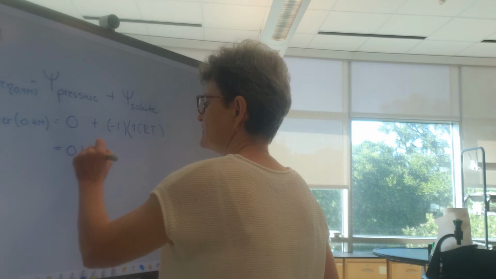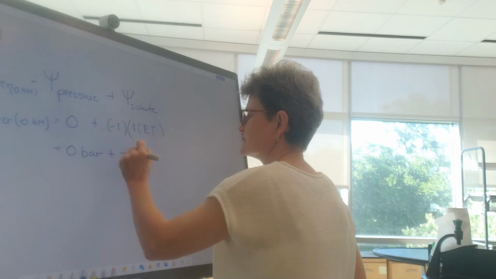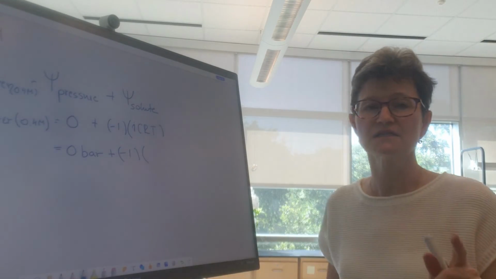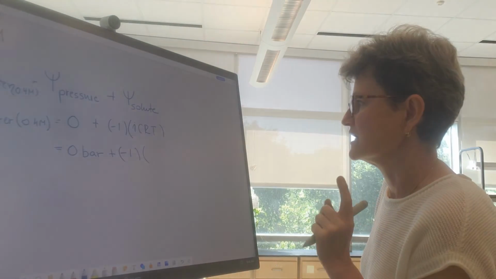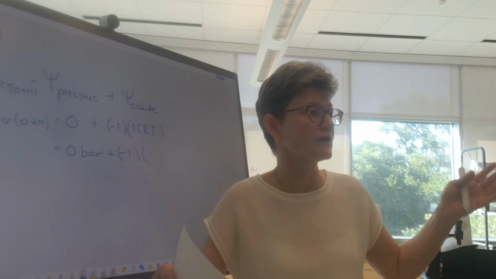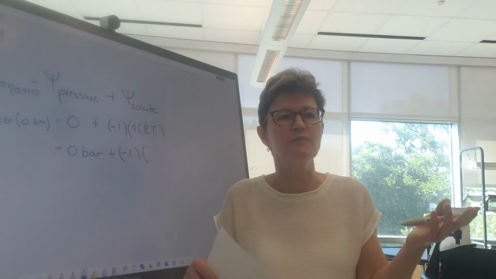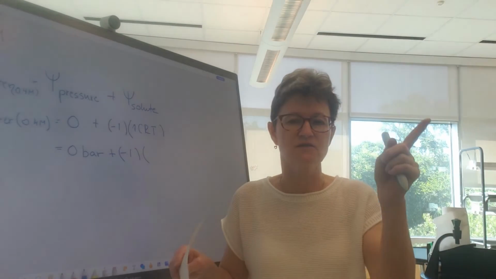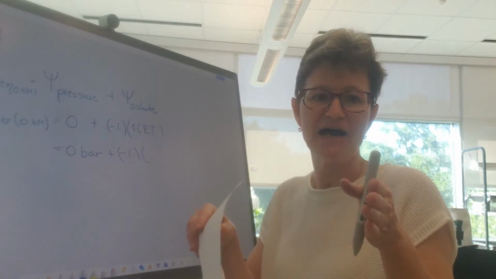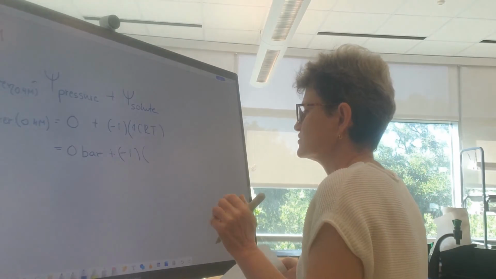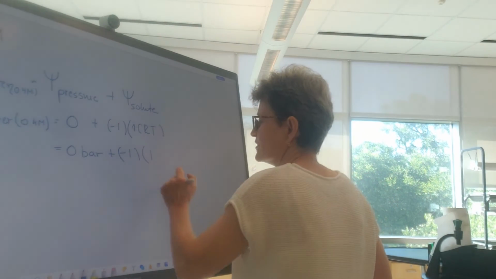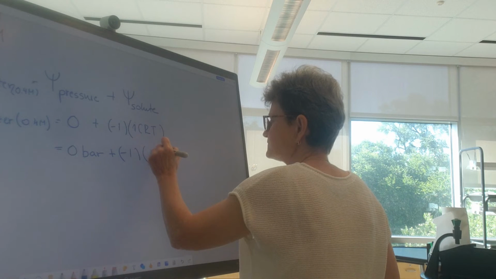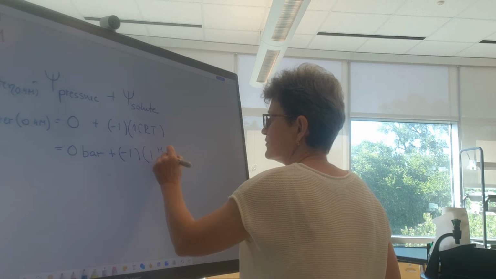0 bar plus minus 1 times the i, which is the ionization constant. For sucrose it is 1. For sodium chloride, if we would use salt solution, it would be 2, because the salt dissociates into its ions, the sodium and the chloride. But in our case, the sucrose has one ionization constant. The unit is mole per liter.